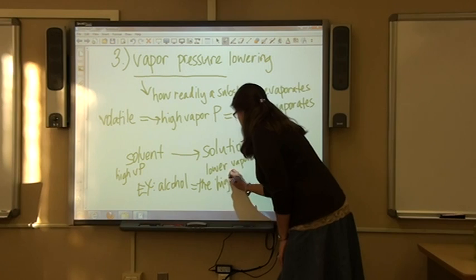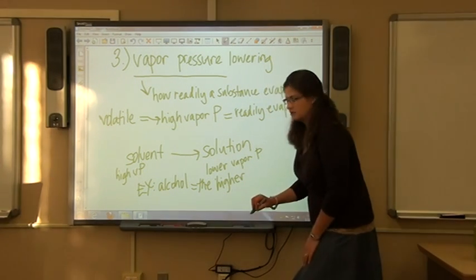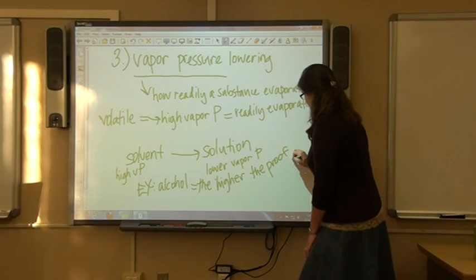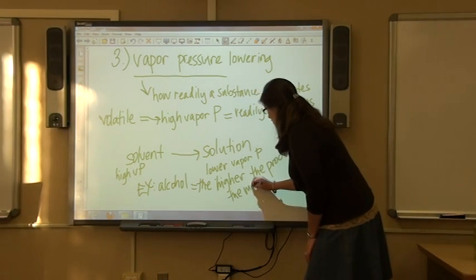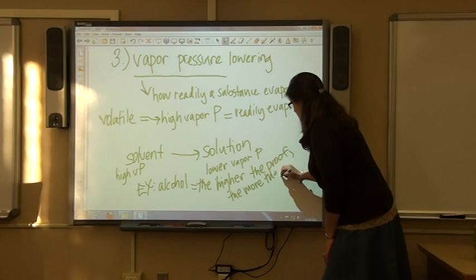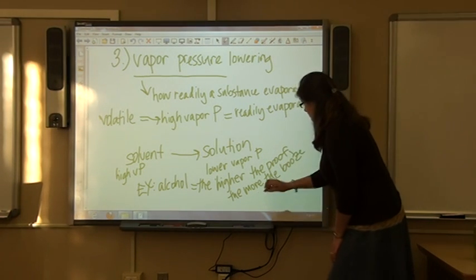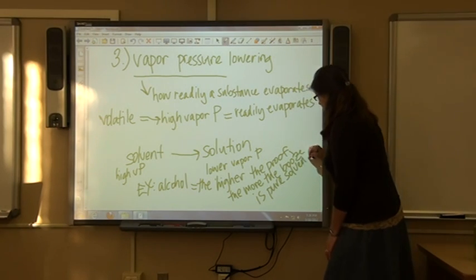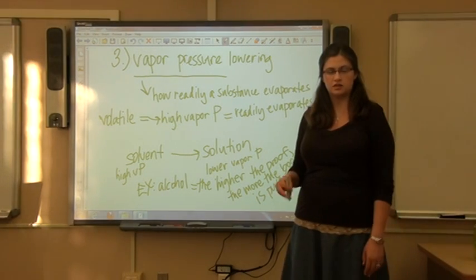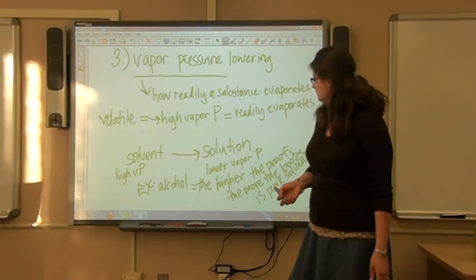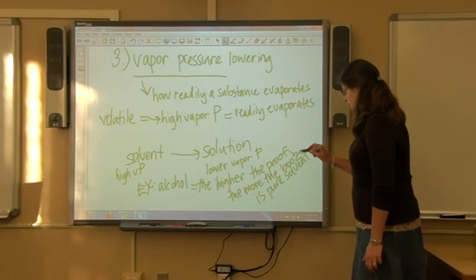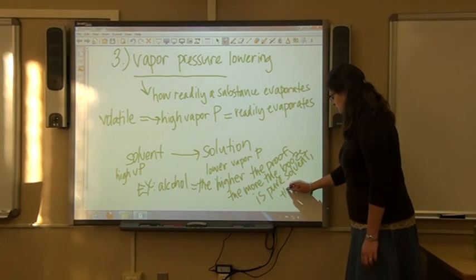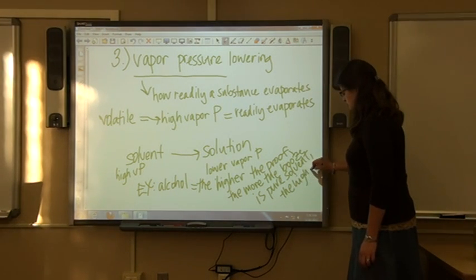You guys are all adults, so I don't have to worry about you not understanding this terminology. The higher the proof, the more the booze is pure solvent. That's ethanol. Ethanol is the alcohol that makes you drunk. So the higher the proof, the more the booze is pure solvent, the higher the vapor pressure.